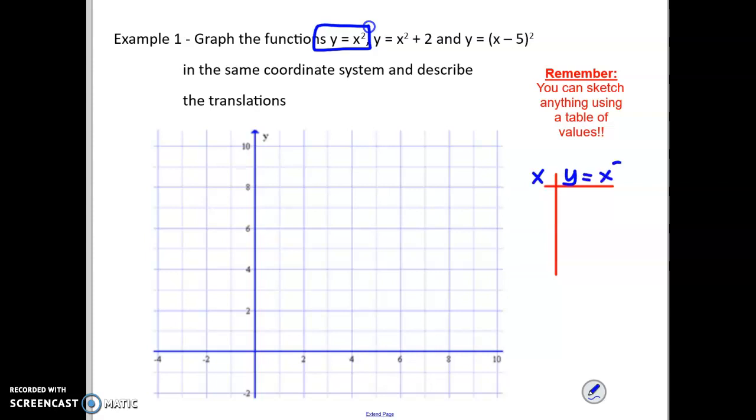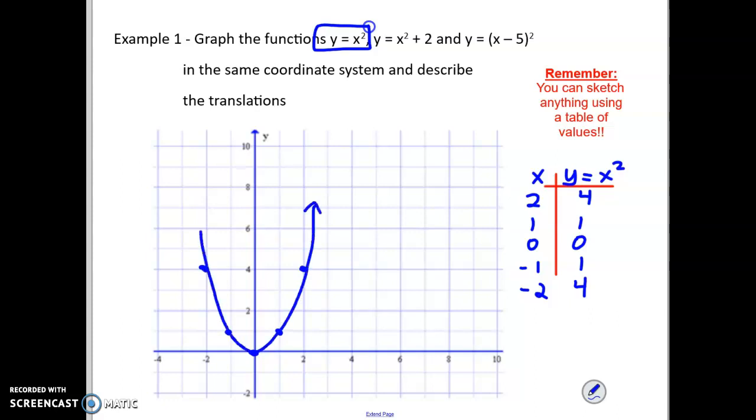When you make a table of values, you plug in some x's. We'll plug in 2, 1, 0, -1, and -2. The matching y values are the squares of the original x's because it's x squared. So 2 squared is 4, 1 squared is 1, 0 squared is 0, -1 squared is 1, and -2 squared is 4. If I plot these original points from the parabola, they're at (0, 0), (1, 1), (2, 4), (-2, 4), (-1, 1). So the original parabola would look something like that.